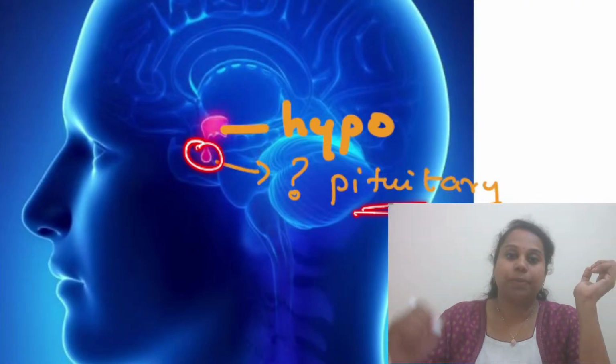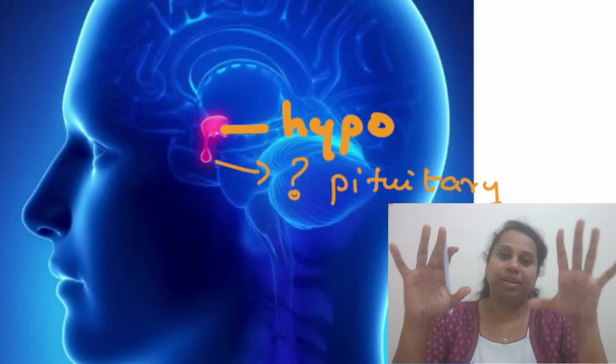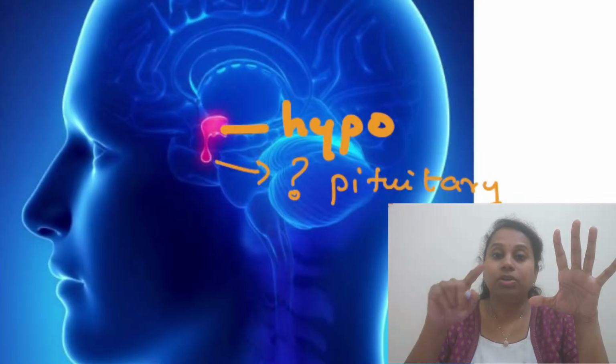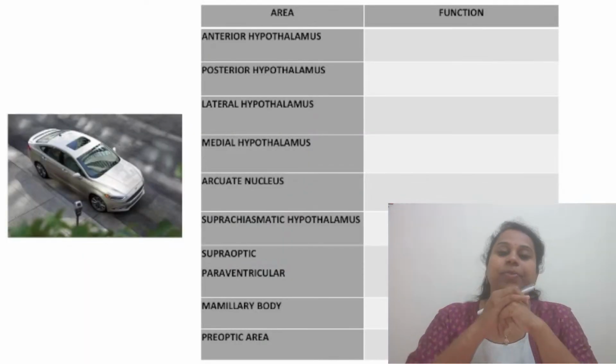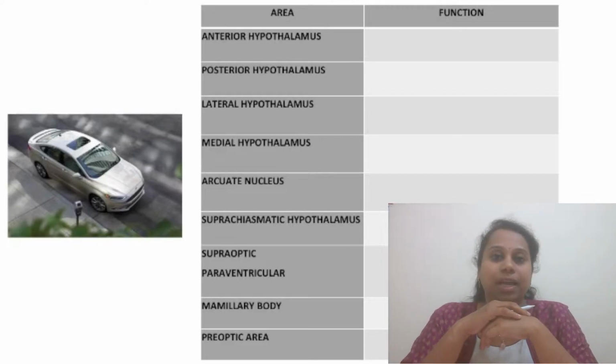Yes, pituitary gland. So most of the functions of hypothalamus are related to control over the pituitary gland. So that's the most important function of hypothalamus. Other than controlling the pituitary gland, what are the functions of hypothalamus?